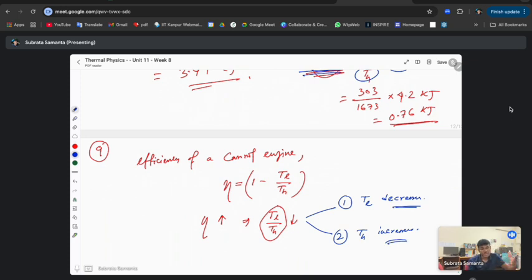Because if we increase TH, that means this is the TH in the denominator, so the ratio decreases, right? And if we decrease TL, TL is the numerator, so it also decreases. So there are two ways. But now the question is which one is the more efficient or the more effective way, among these two processes.